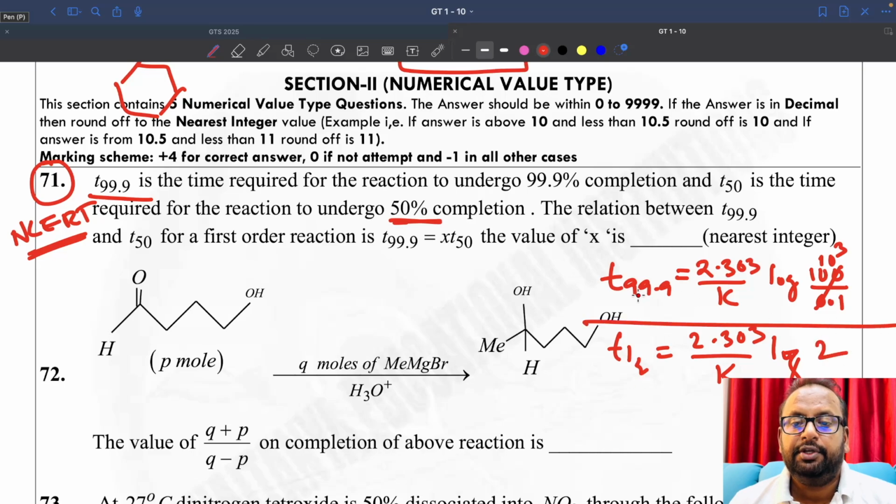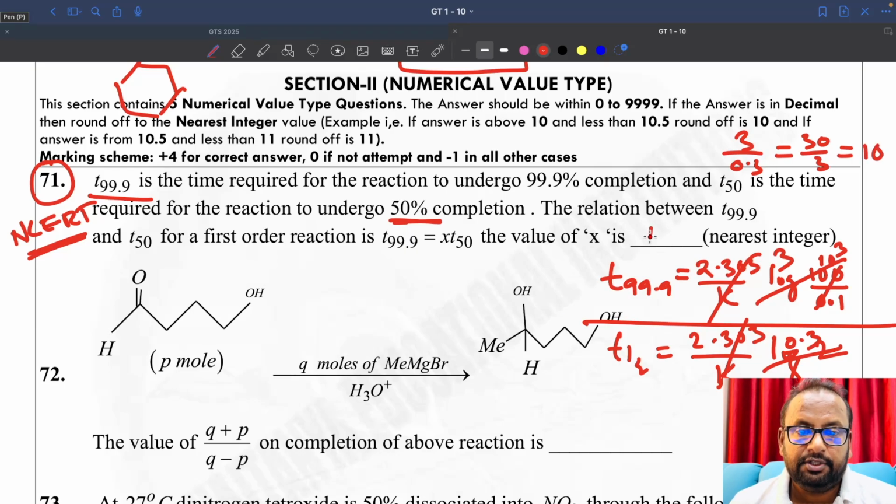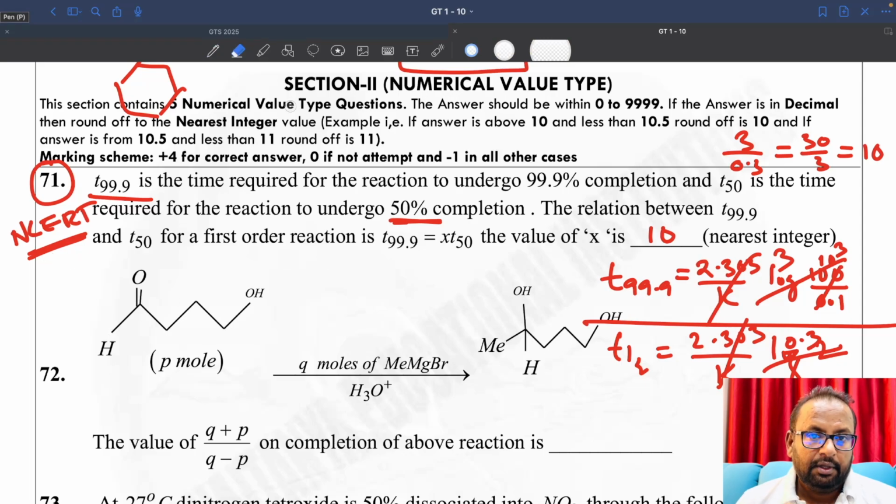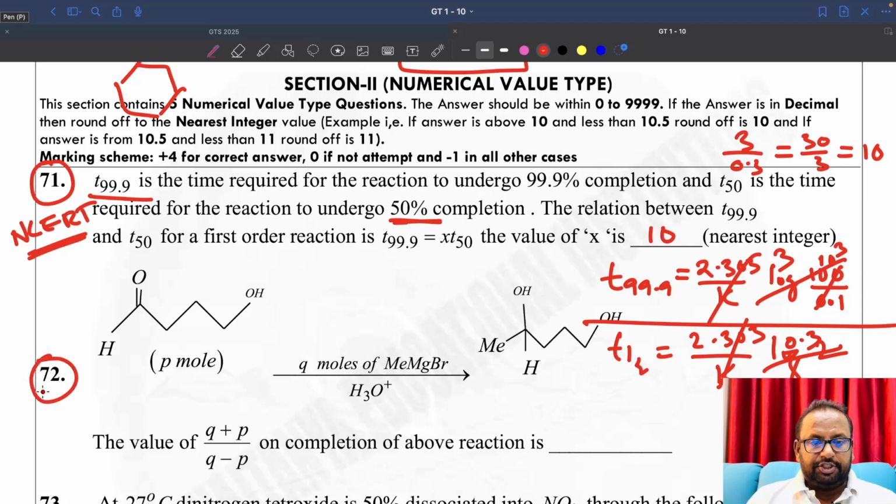So when you divide these two numbers, this gets cancelled. This turns out to be 3, and this turns out to be 0.3. So 3 by 0.3 equals 30 by 3, which equals 10. So the answer for this question is 10. Simple question, it is an NCERT solved example. Okay. Next we'll move to the 72nd question.